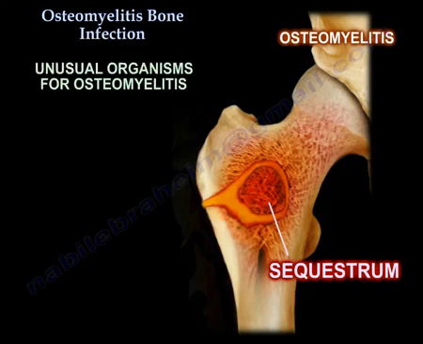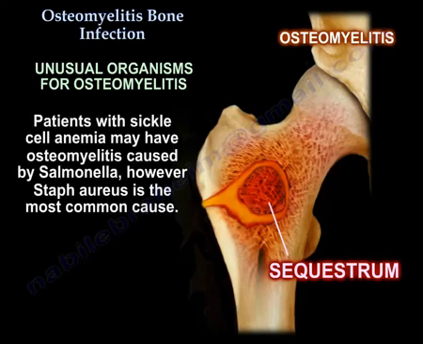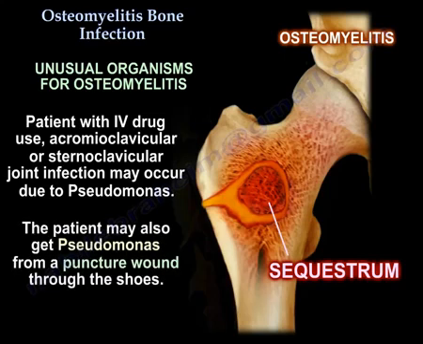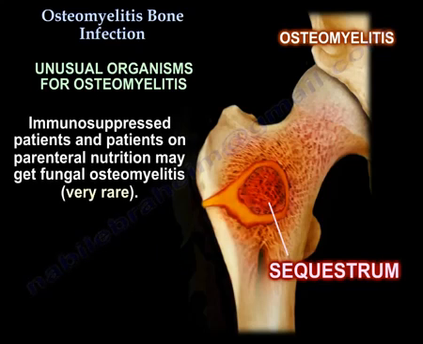Unusual organisms for osteomyelitis: in sickle cell anemia, the patient may get Salmonella, however, Staph aureus is the most common. In patients with IV drug use, acromioclavicular or sternoclavicular joint infection, the patient may get Pseudomonas. The patient may get Pseudomonas through a puncture wound through the shoes. Immunosuppressed patients and patients on parenteral nutrition may get fungal osteomyelitis.